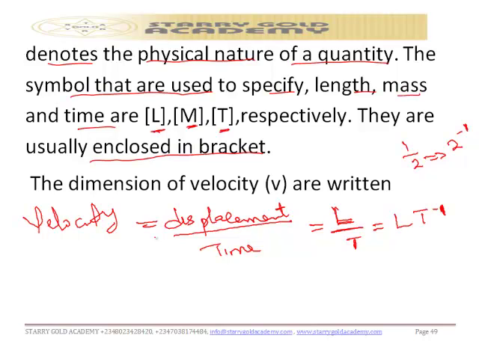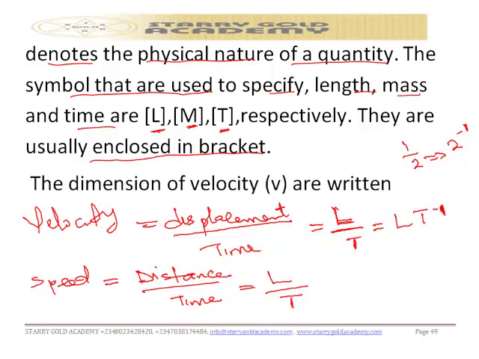Now, we can also have speed, which is distance over time. If you look at our speed, it is distance over time. Now, our distance is L, which is length, over T. Clear now? Then we can have it to be LT inverse. LT inverse.